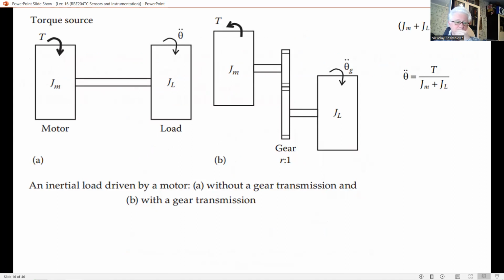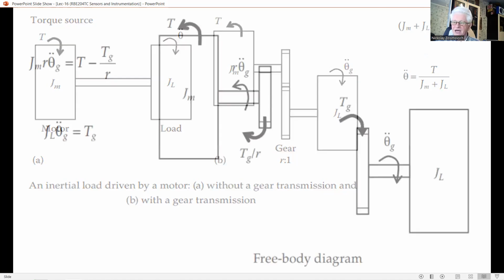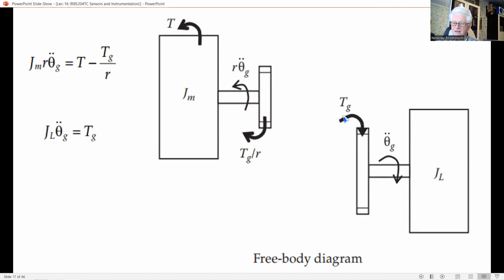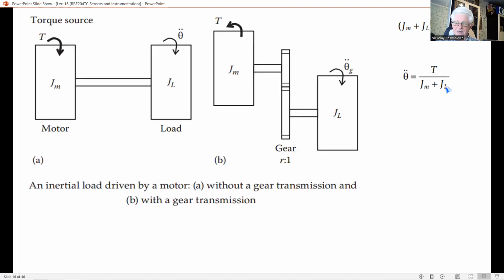For the unit without the gear transmission, Newton's second law gives us this equation of the torque. In the brackets we have J sub M plus J sub L times theta double dot equals T, and hence theta double dot is proportional to T, with J sub M plus J sub L on the bottom.